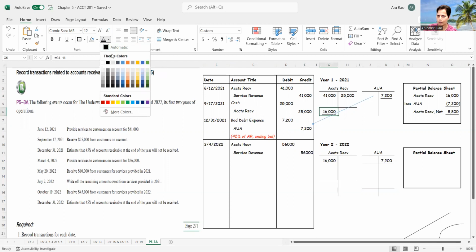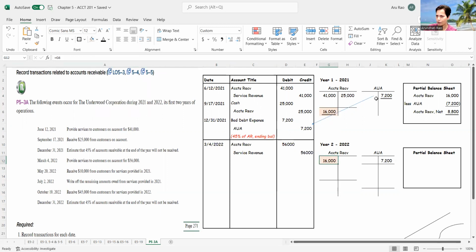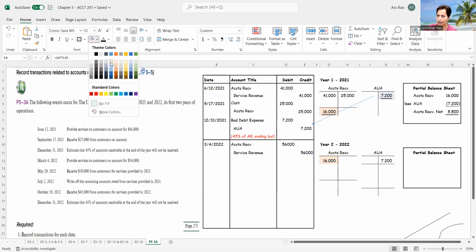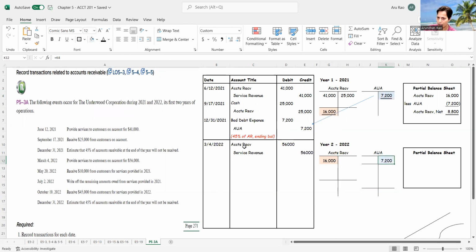Let me put this in a color that we can see where the numbers came from. These are the ending balances. Since they are balance sheet accounts, they carry over into the next year. So those are my beginning balances. Accounts receivable debit, service revenue credit. This is the first journal entry over here. I will go ahead and post it over here and have the 56,000 coming in over here. I'm concerned with only these two accounts, accounts receivable and allowance for uncollectible accounts.